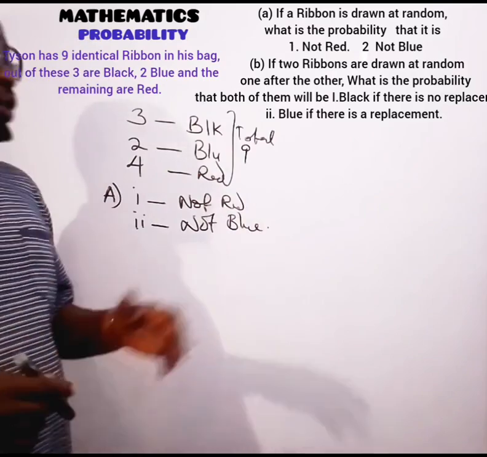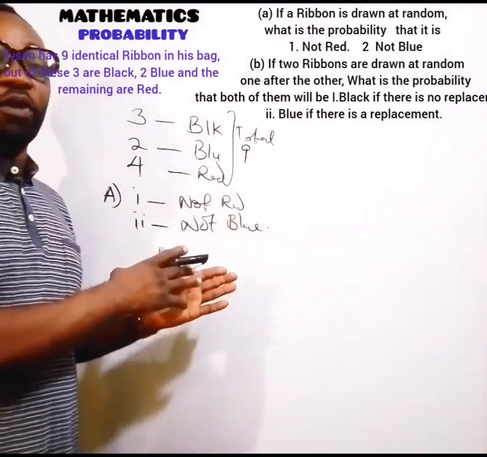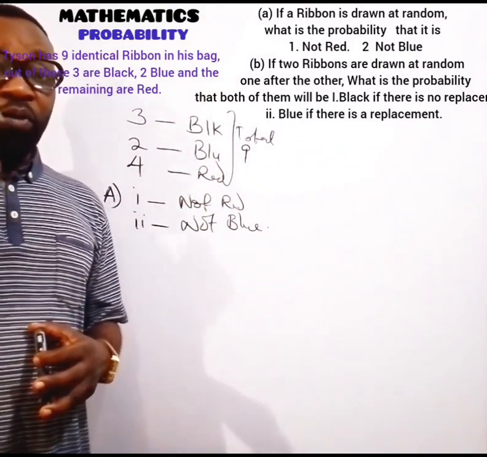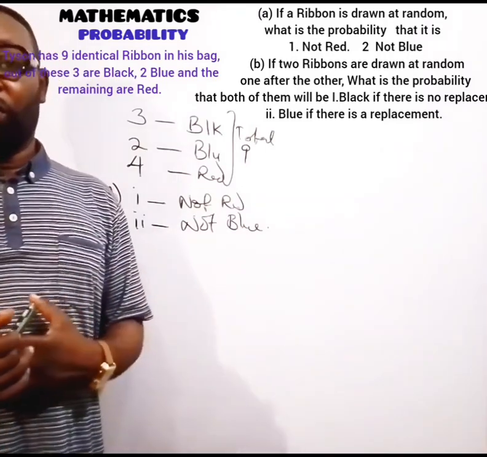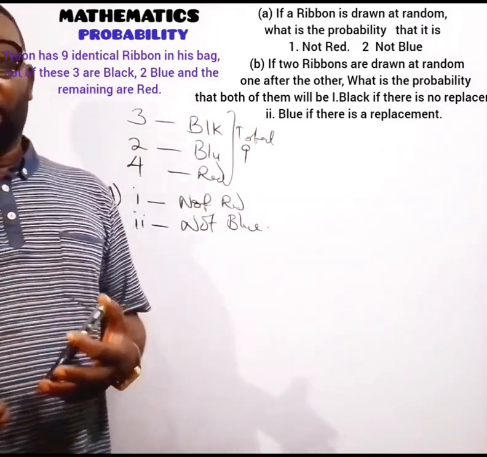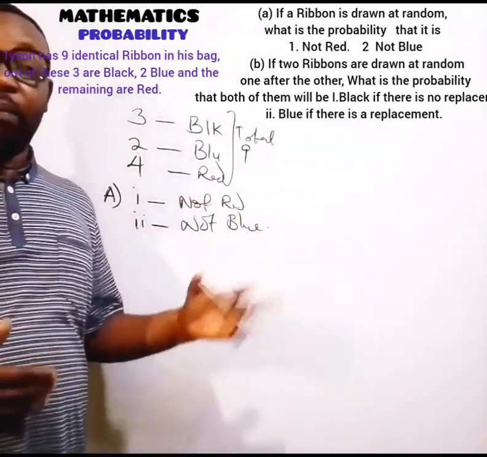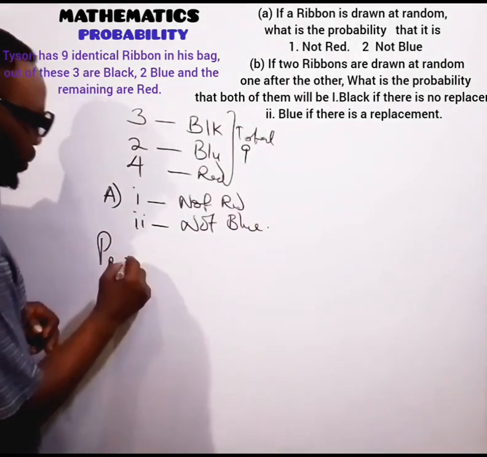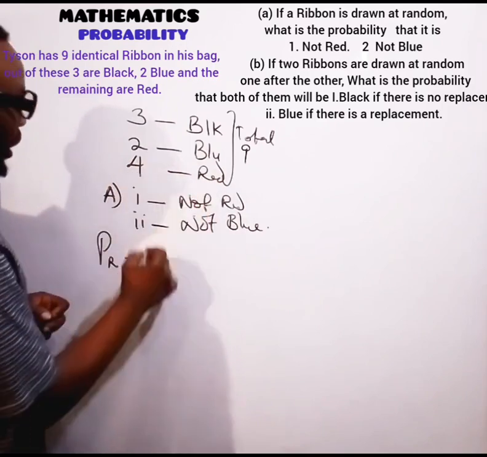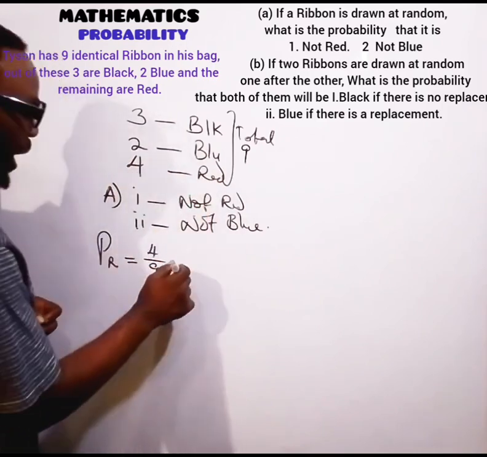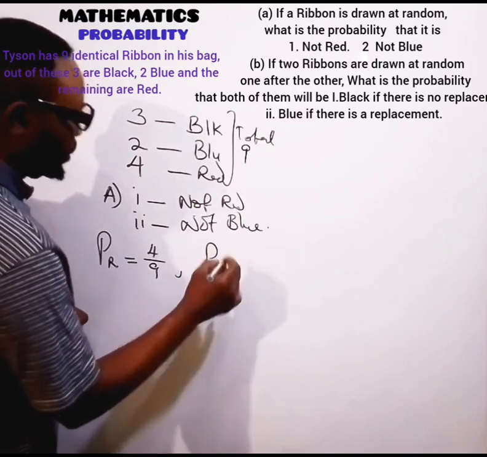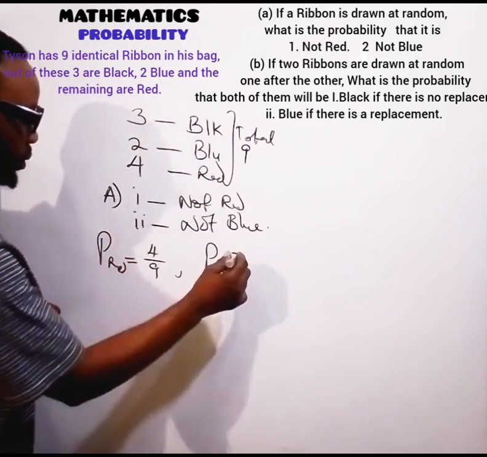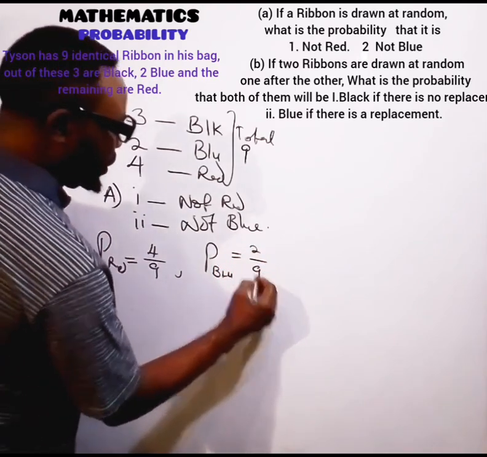Now, for us to solve this question, we want to simplify this first before we move to the second part. We have to solve out the probability of picking a red ball and also the probability of picking a blue ball first. Probability of a red ball will be equal to the number of red balls, 4 over 9, while probability of picking a blue ball will be 2 over 9.